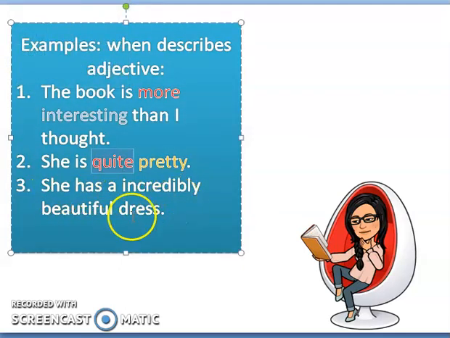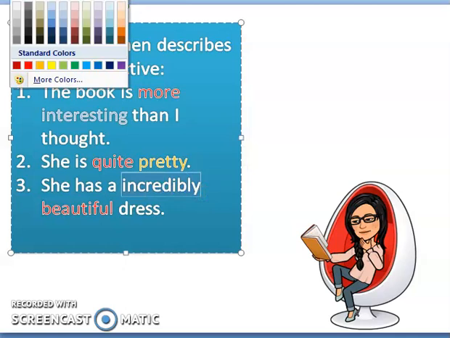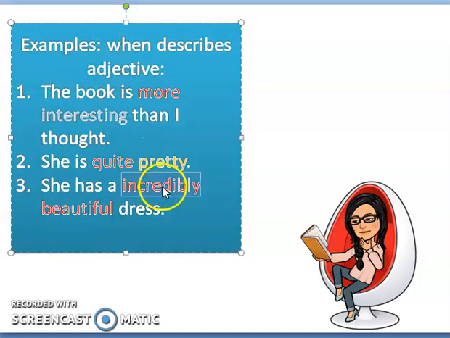She has incredibly beautiful dress. See, beautiful is adjective and incredibly, অসম্ভব সুন্দর। এত সুন্দর ড্রেস আমি এখনো দেখি নাই অবশ্য। ওয়েডিং গাউন, স্যার, বিদেশিদের ওয়েডিং গাউন সুন্দর লাগে না অনেক? I like that. So your adverb is incredibly.